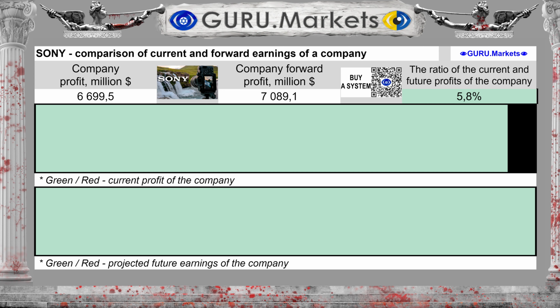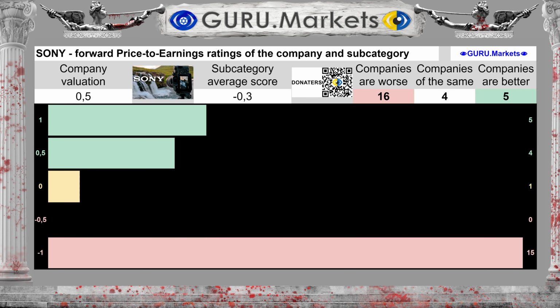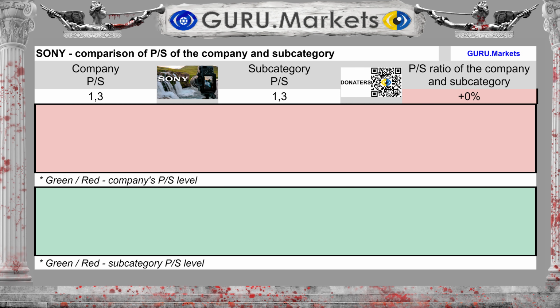Profits for the last 12 months amounted to $6,700 million. Forward earnings for the next 12 months are tentatively expected to be $7,089 million, 5.8% more than currently. An assessment of projected future profit performance in comparison with the subcategory: Good, 0.5 points.